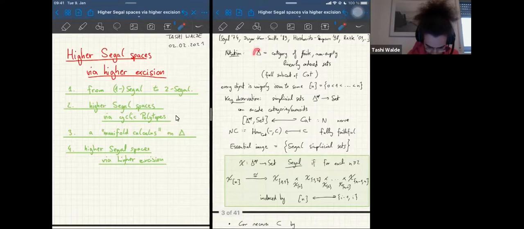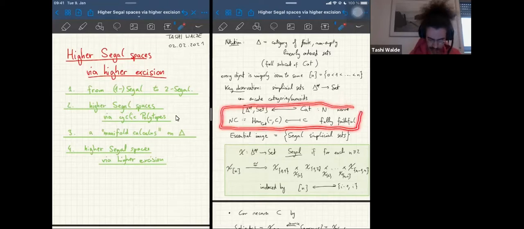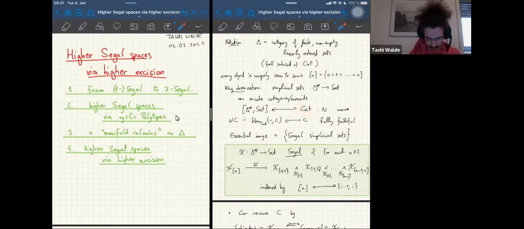So for me, Delta is the category of finite, non-empty, linearly ordered sets, and each object is isomorphic to one of this form, but not every object is necessarily like this. This might be convenient sometimes. And so the key observation for our purpose here is that looking at simplicial sets, so functors from Delta up to Set, one can encode categories or monoids by the so-called nerve construction, which we have already seen in some version various times, where we take some category or a monoid or some other structure, and we form a simplicial set by mapping out of all possible simplices.